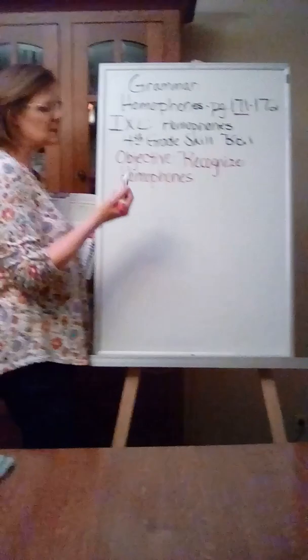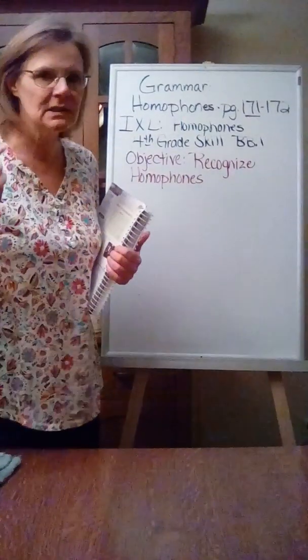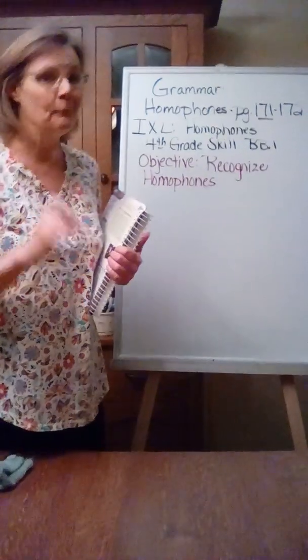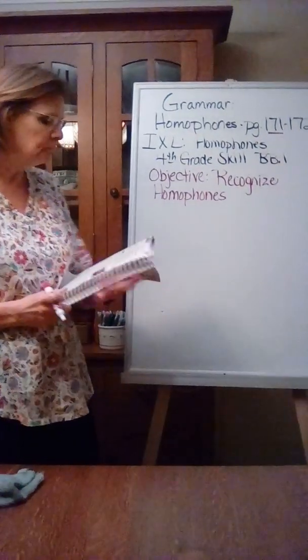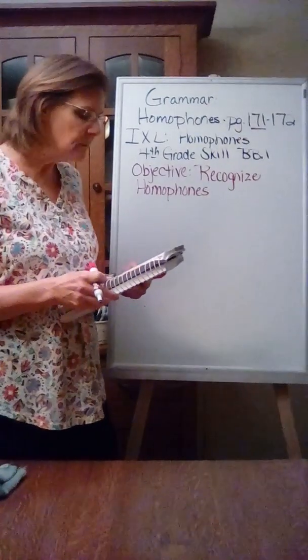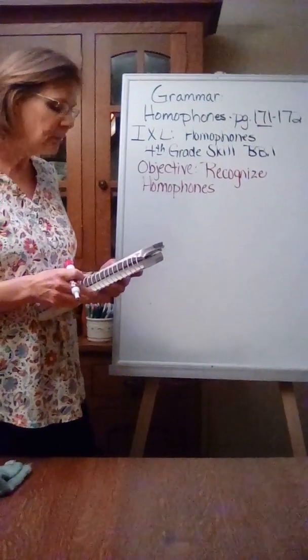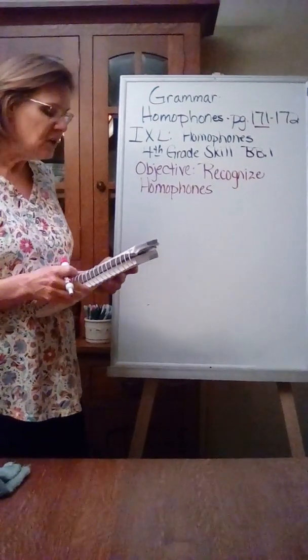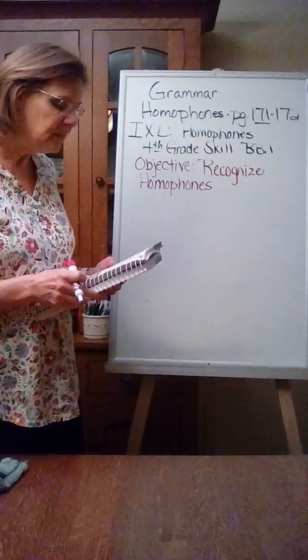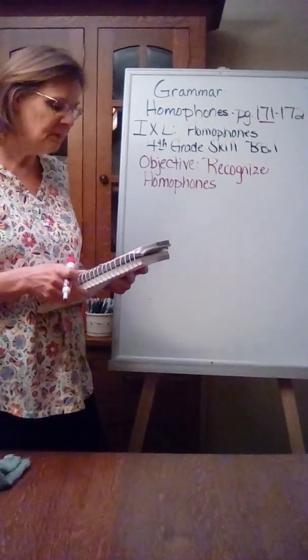Our objective is to recognize homophones. If you remember, homophones are words that sound the same but they're spelled differently and most likely have a different meaning. So it says here, homophones are words that sound alike but have different meanings and usually different spellings. Refer to page 349, 350 in the Grammar Handbook for the meanings of some common homophones.